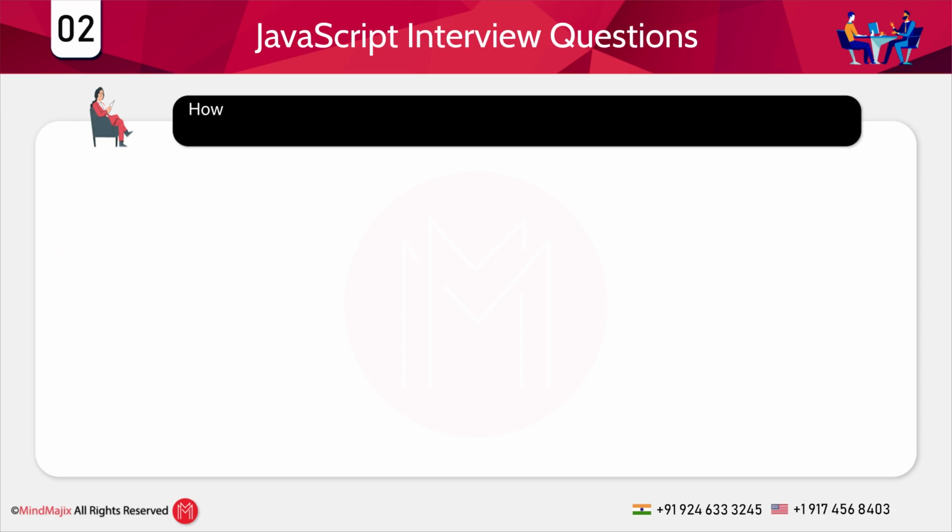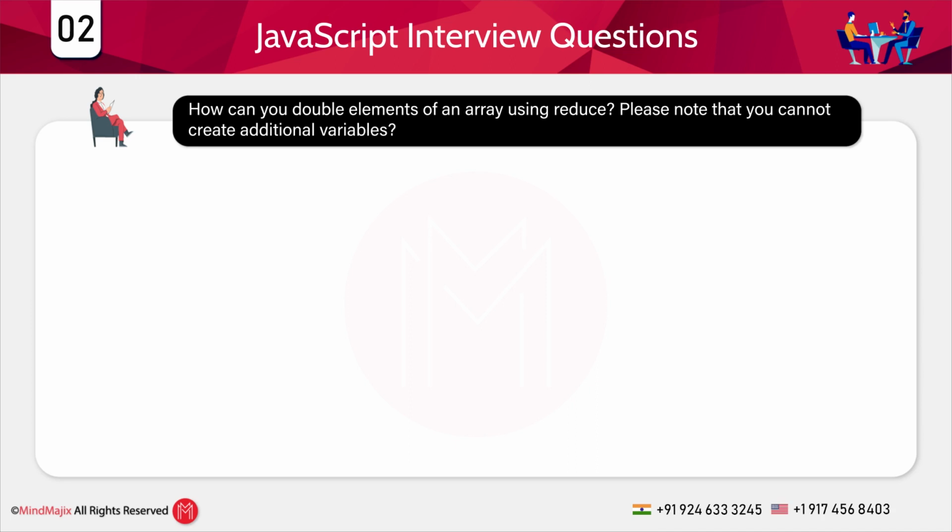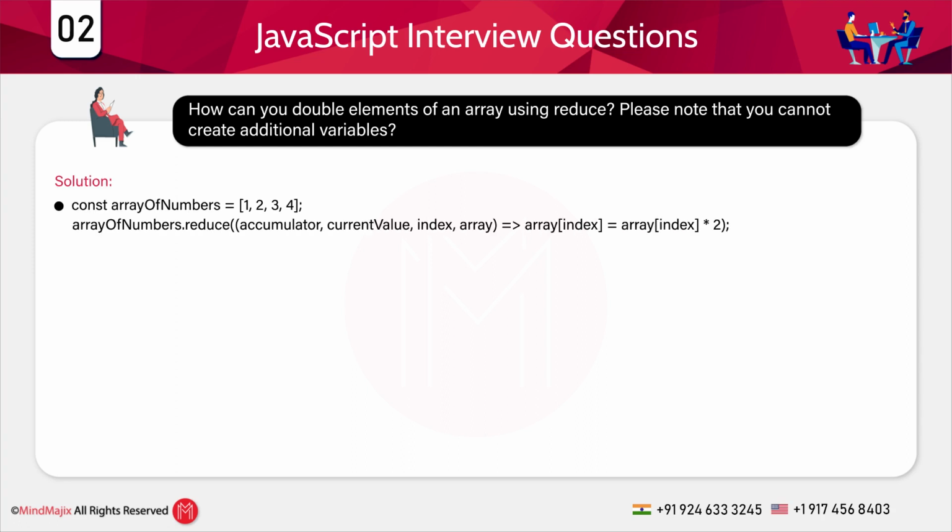Second question: how can you double the elements of an array using the reduce method? Please note that you cannot create additional variables. We have to create an array which will hold the doubled elements using the reduce method. So the solution is, first of all, create the array of numbers. The values are 1, 2, 3, 4, semicolon.